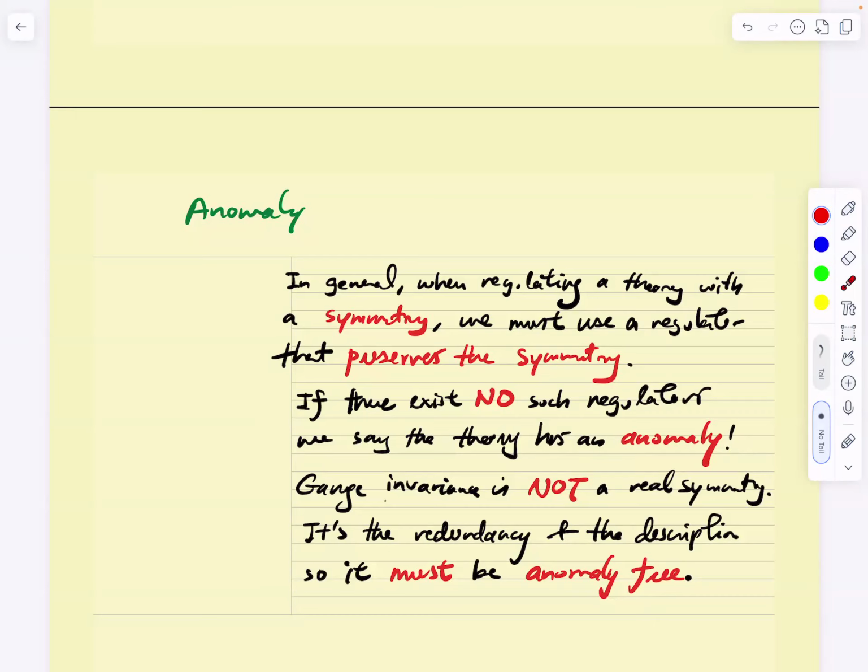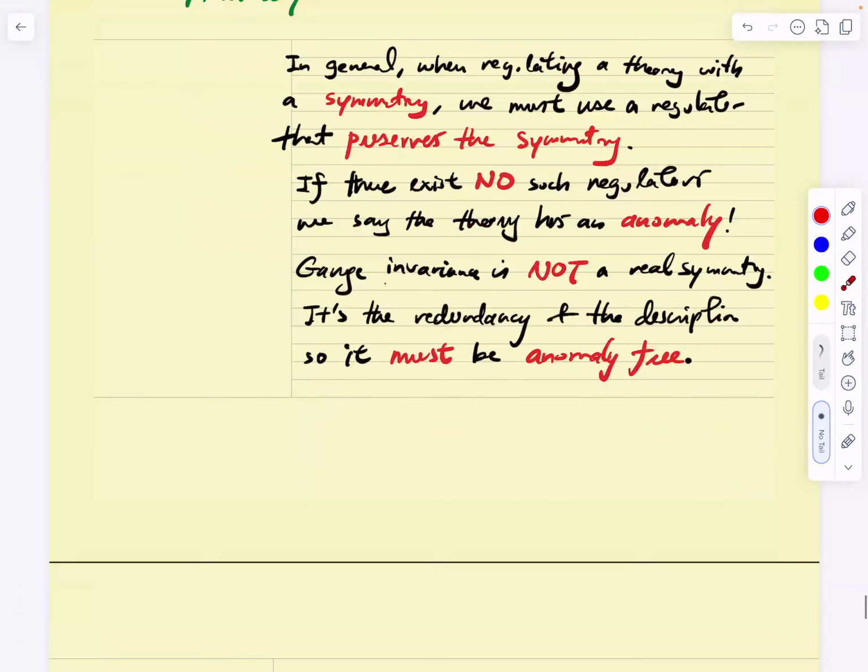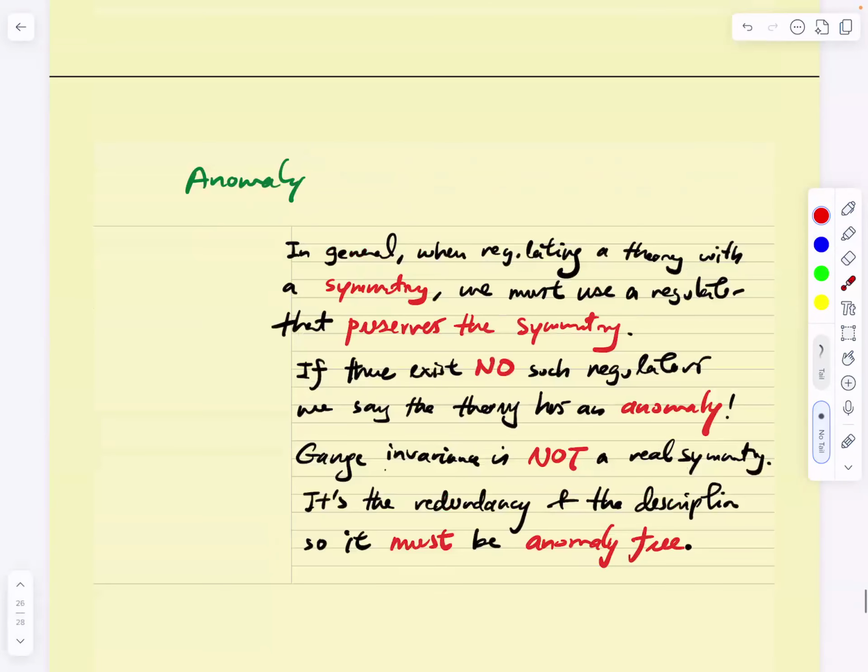Now, gauge invariance is not a symmetry. It's just a redundancy of the description because we wanted to insist on a local description of the action. Gauge invariance cannot be anomalous. You simply cannot give mass to the photon, period. So it must be anomaly free. I'll stop here. Any questions?